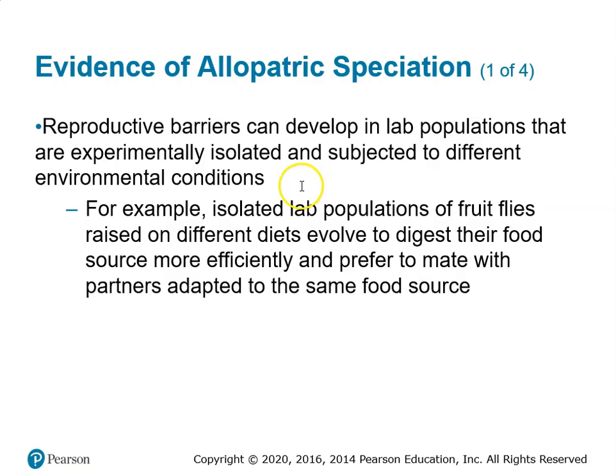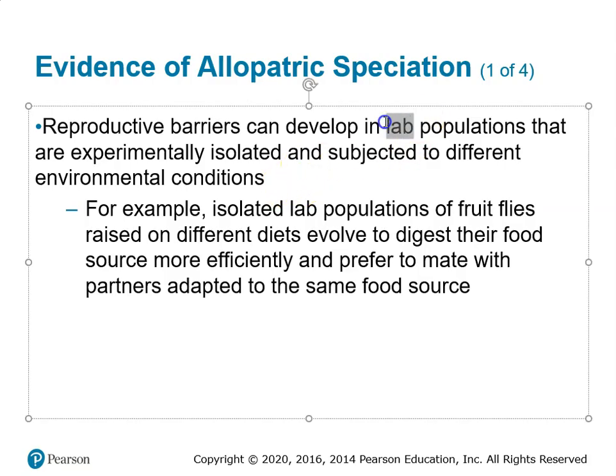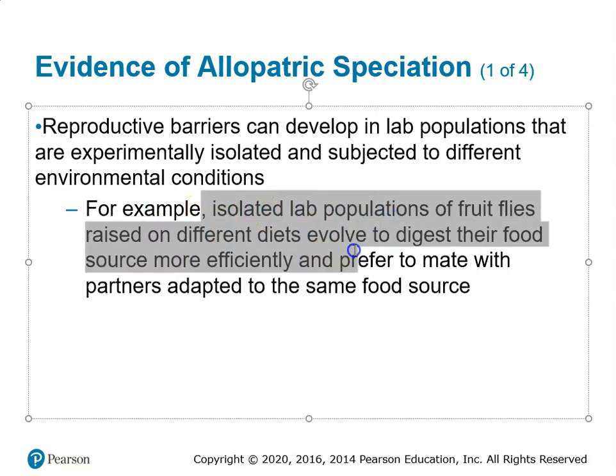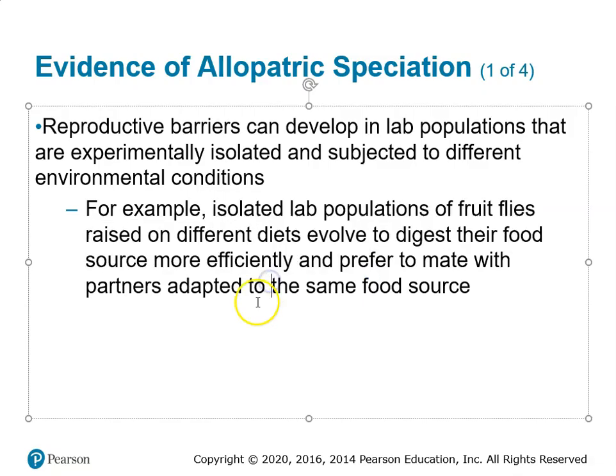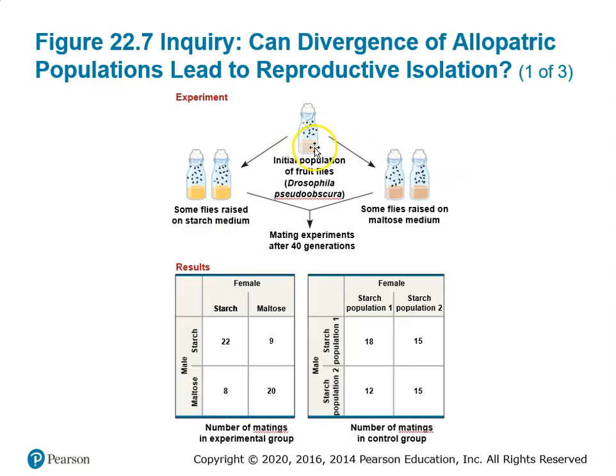Reproductive barriers can also be seen in the lab. Be ready for a lot of lab questions, where populations are experimentally isolated and subjected to different environmental conditions. So, for example, isolated lab populations of fruit flies raised on different diets evolved to digest their food source more efficiently and prefer to mate when partners adapt to the same food source. So right here, you have the initial population, and they separated them. Some are raised on starch, and some are raised on maltose.